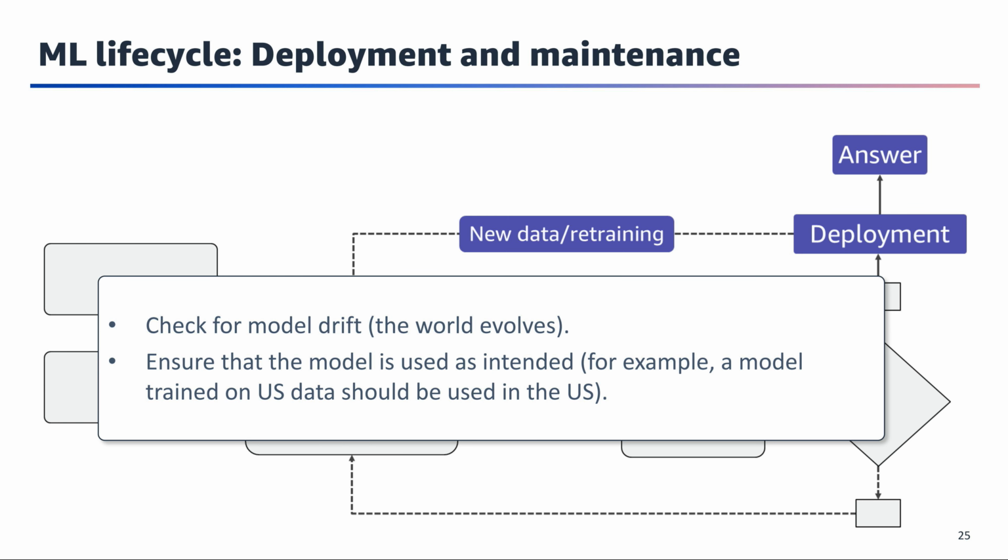After a model is trained, you cannot assume that the model will continue to perform well over long periods of time after training. This is mostly because data distributions evolve over time. Therefore, consider monitoring for model drift and make sure that the model is used in a location that it was built and trained for.